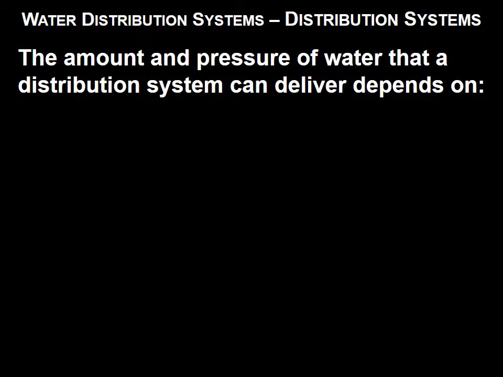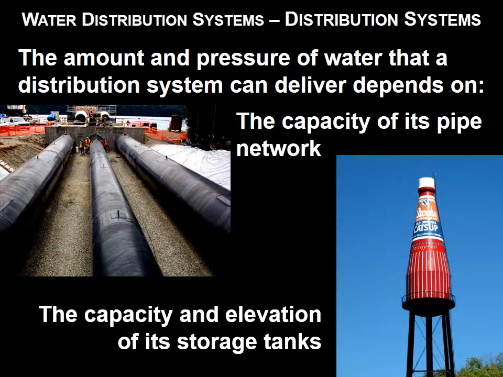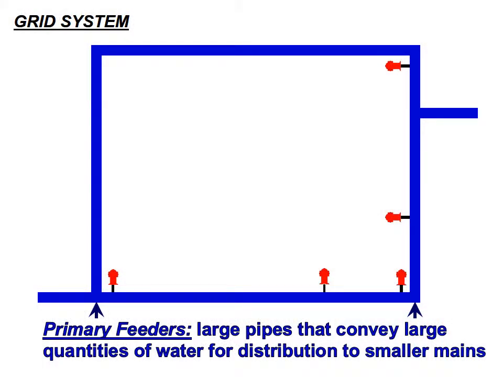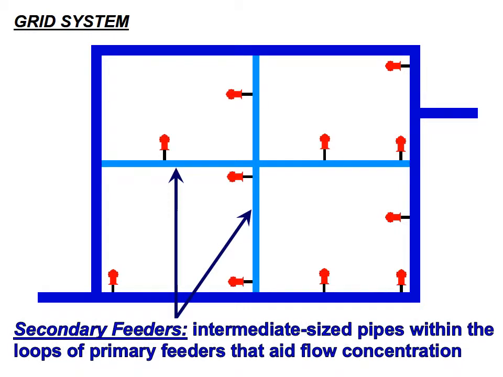Distribution systems. The amount of water pressure that a distribution system can deliver depends on the capacity of its pipework and the capacity and elevation of its storage tanks. A grid system is a distribution system that has circulating feed from several mains. Primary feeders are your big blue outline here. These are large pipes that convey large quantities of water for distribution to smaller mains, 16 to 72 inches in diameter.